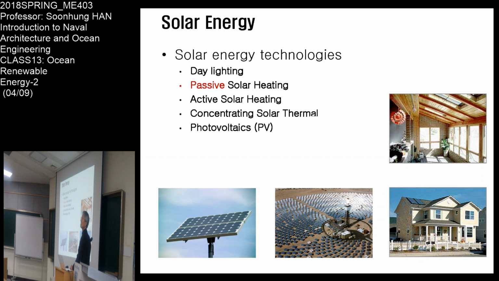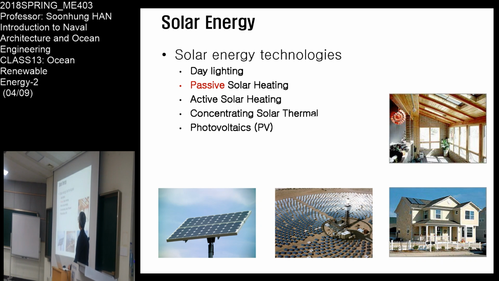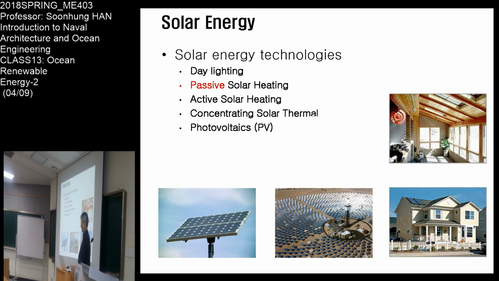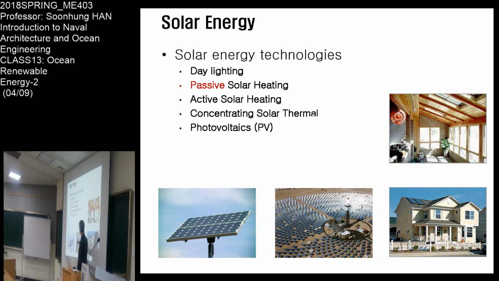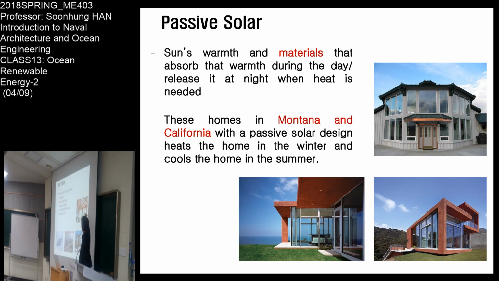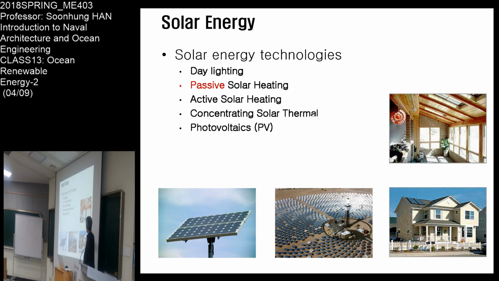So daylighting, where light is coming from the outside, passive solar heating, active solar heating, and concentrating solar power, similar to passive and active. But now we are returning toward photovoltaic, which is converting into electricity. So solar cells are there. They convert solar energy into electricity. The others are lighting, daylighting, and also heating.